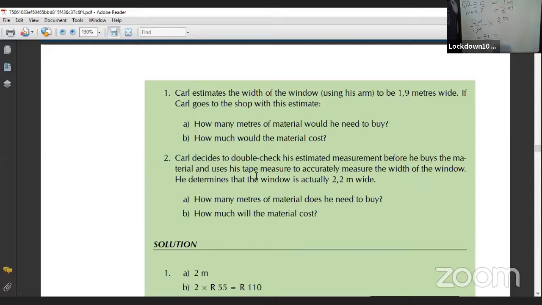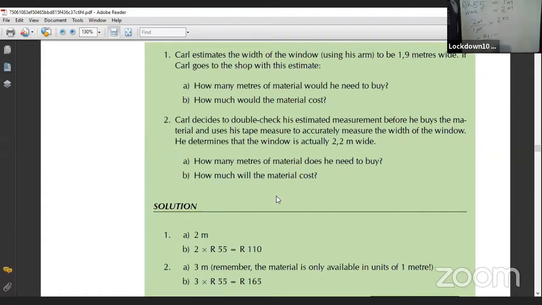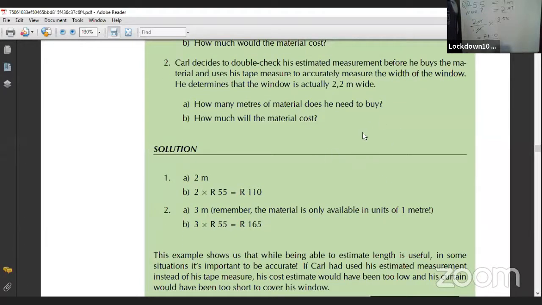Okay, so the question is, Cow decides to double check his estimated measurement before he buys the material, and he uses his tape measure to accurately measure the width of the window. He determines that the width is actually 2.2 meters wide. How many meters of material does he need to buy now? So he can buy 3 meters of material.